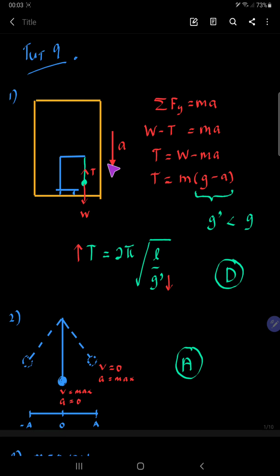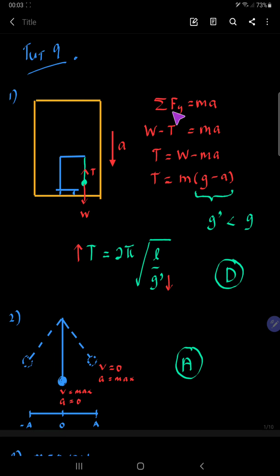Why? Because in this case, the object is moving downward with some acceleration. So our g is not equal to 9.81 anymore. That is why we just change g to be g prime. So what is the value of g prime here? Okay, we need to find it.